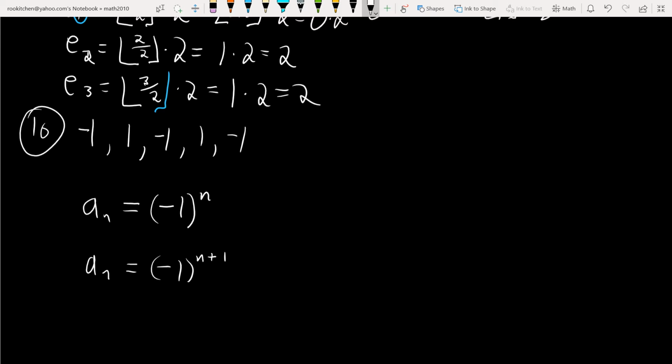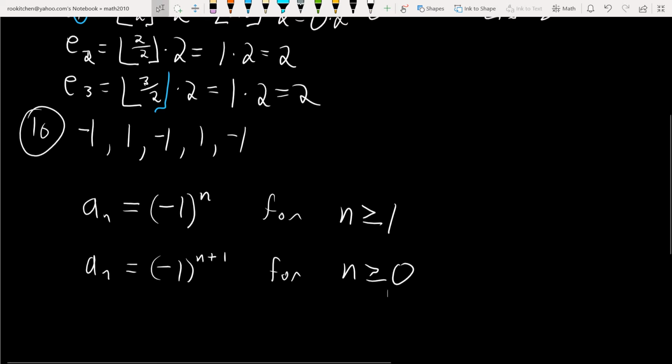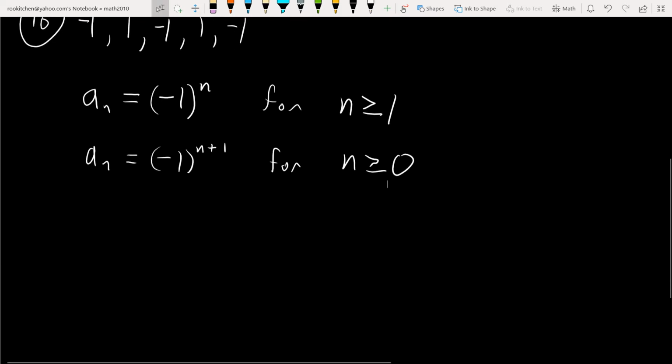So for us, we need that first term to be negative. So in this first formula, I'm going to have to let n be greater than or equal to 1. For the second formula, I'll have to let n be greater than or equal to 0. The goal is to have that first term be negative with these formulas. So if you want the first term positive, then you kind of have to switch them up. Okay, so that's a common thing that you'll come across.